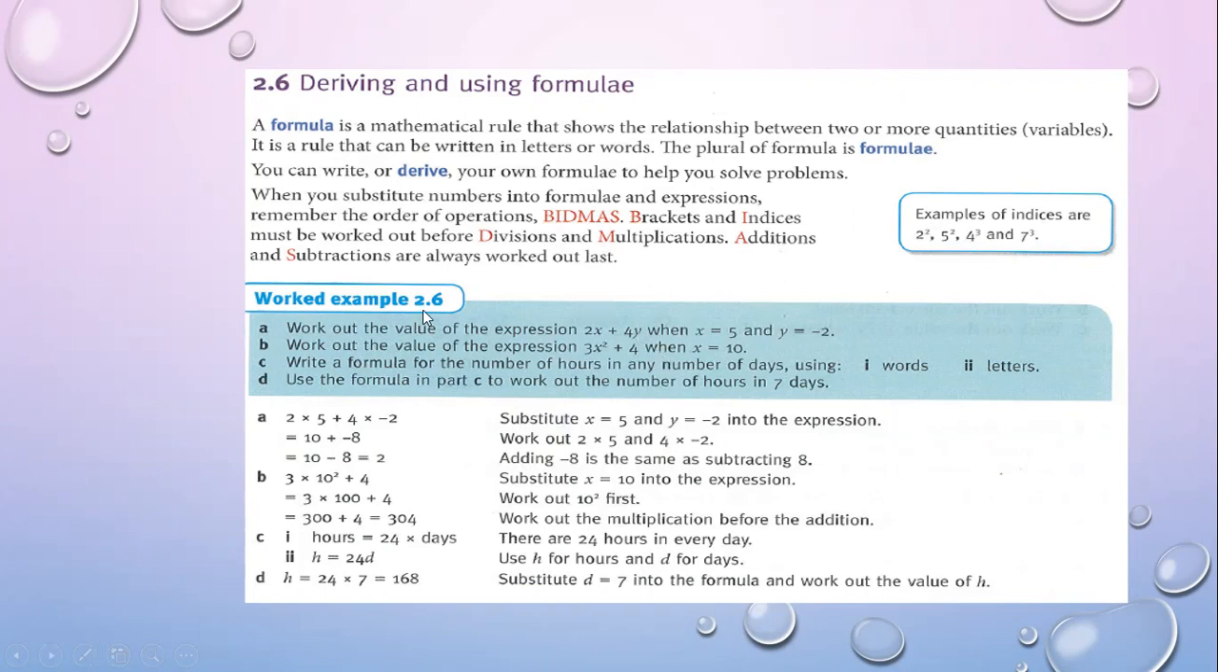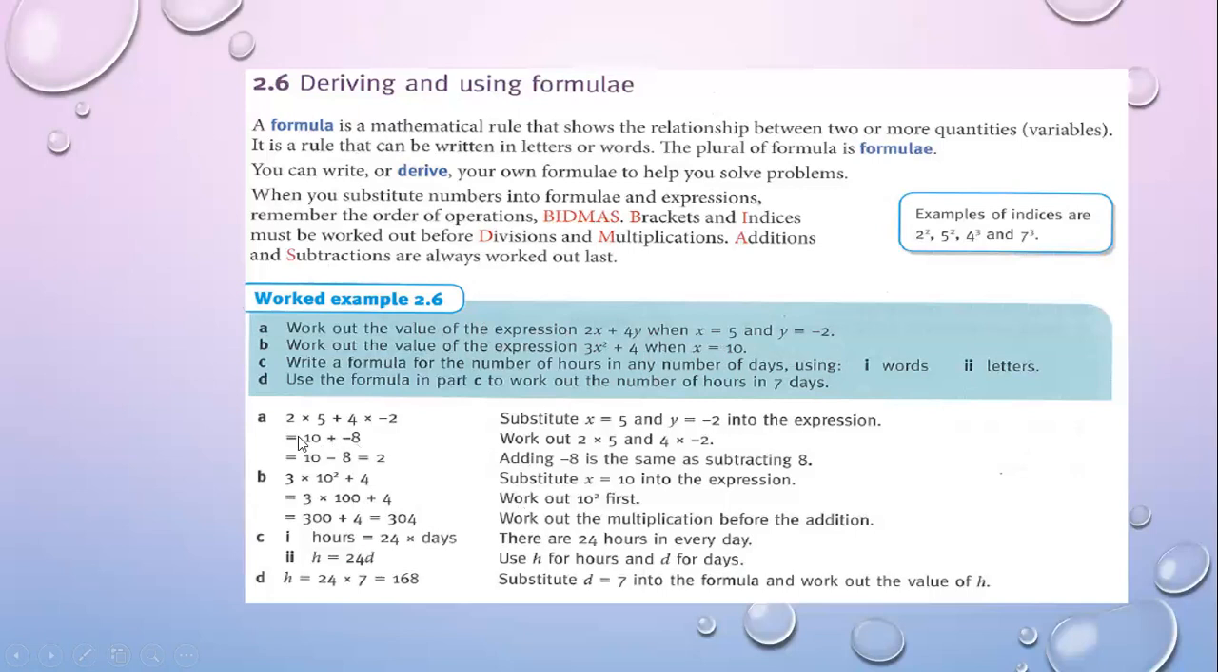Now work out the value of the expression, as you can see here. So here it says 2x plus 4y. It gives us the values: x is equal to 5 and y is equal to minus 2. Before this, they just tell us that 2 is multiplied by 5 and plus 4 is multiplied by minus 2. But here, these are expressions. So they are using expressions to solve the following.